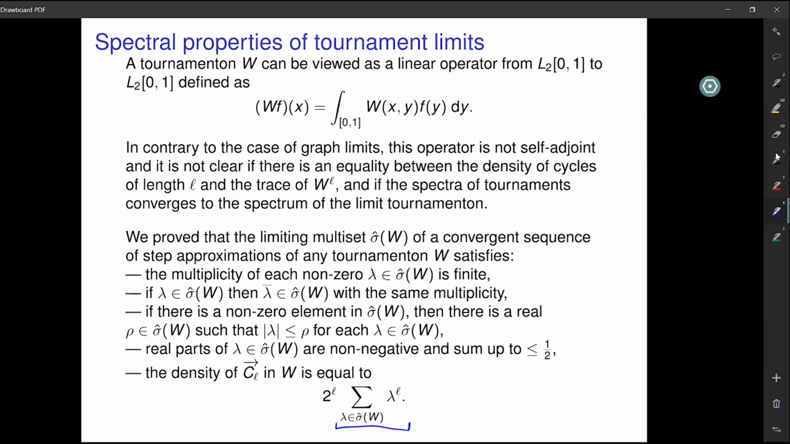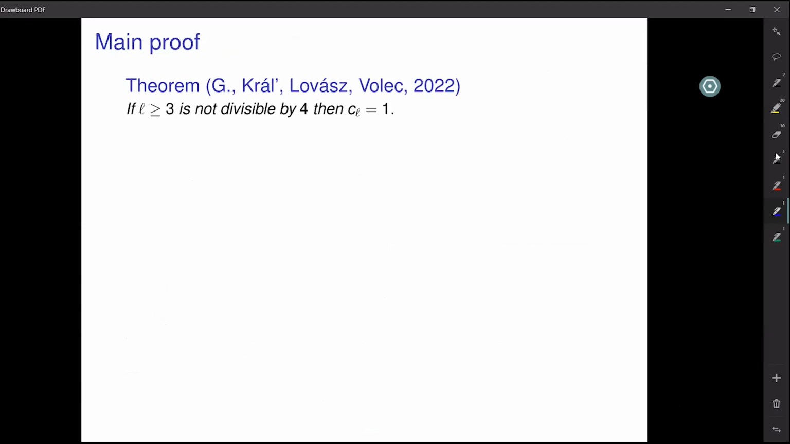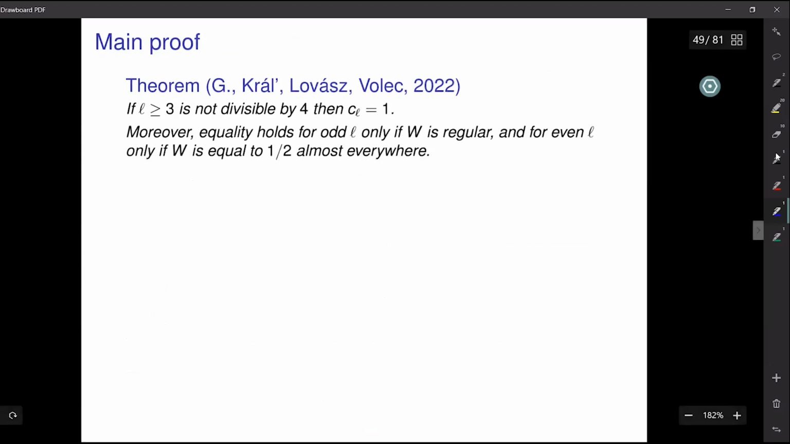Okay, so when we build this theory and come to our proofs, the proofs are really short and easy. Let me do the first proof, the conjecture of Bartley and Day: if I take L not divisible by 4, then the maximum density of cycles is the same as in a random tournament. We will also show when the maximum is achieved. When L is odd, it appears for any regular tournamenton, so if you take any sequence of regular tournaments, you will have the maximum number of L-cycles. While if L is even, and of course not divisible by 4, then the maximum is attained only in the random tournament, so only if you consider a sequence of quasi-random tournaments.